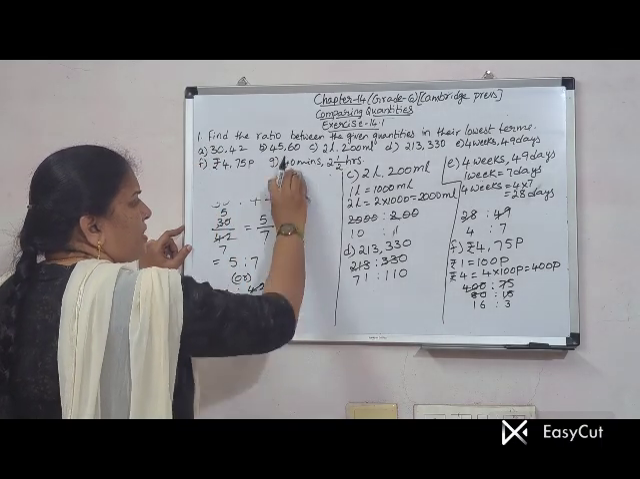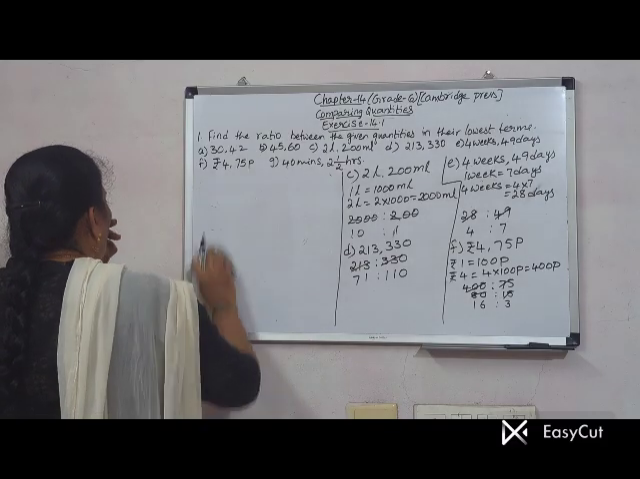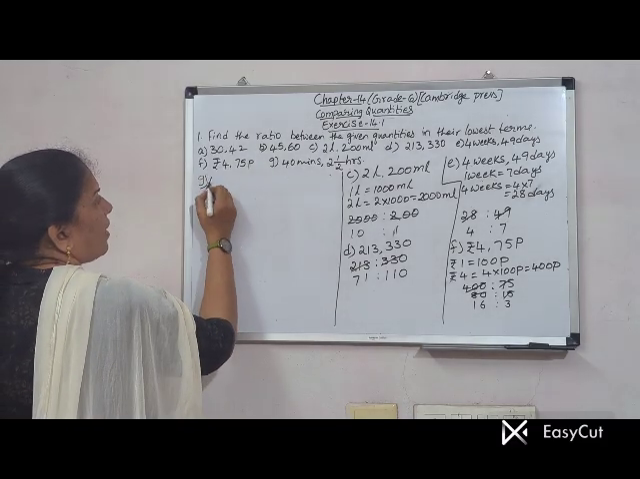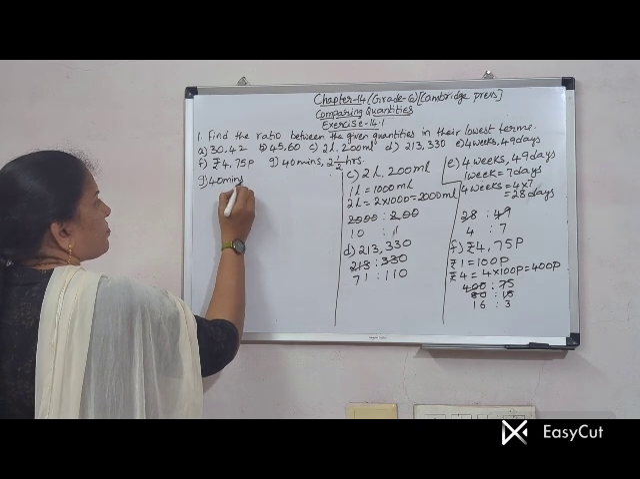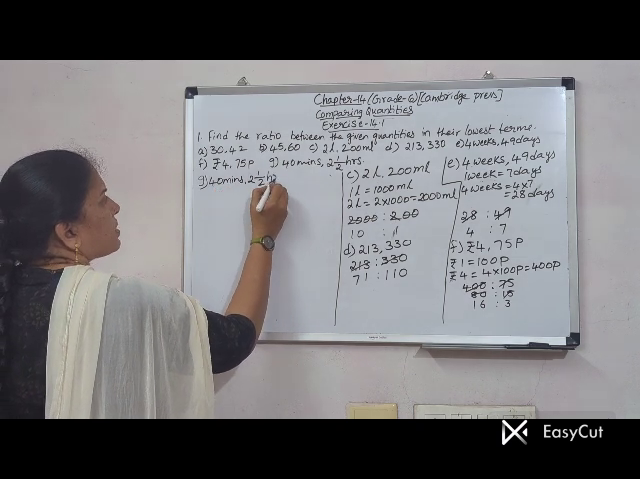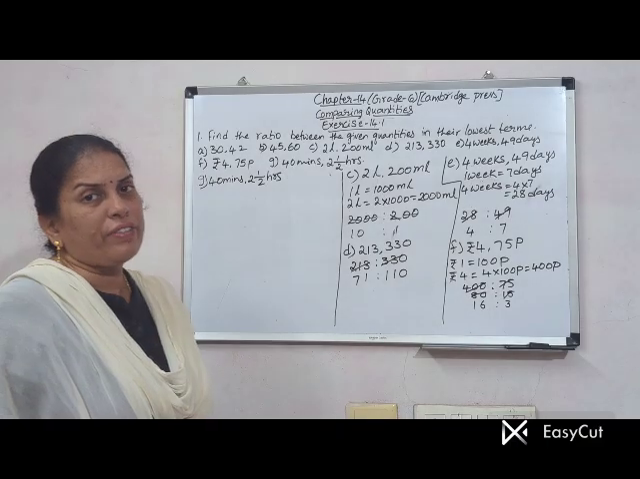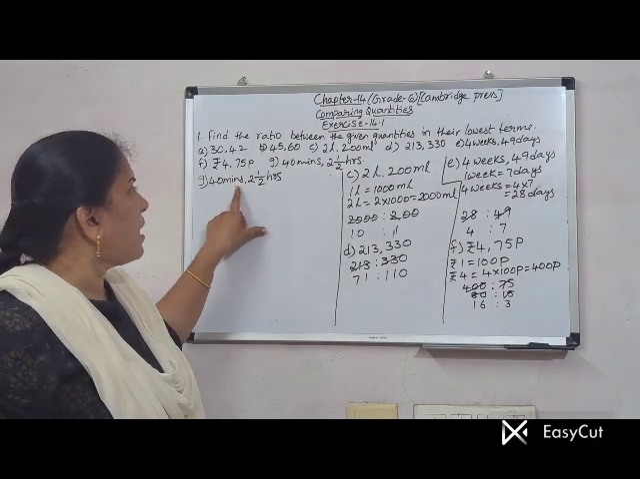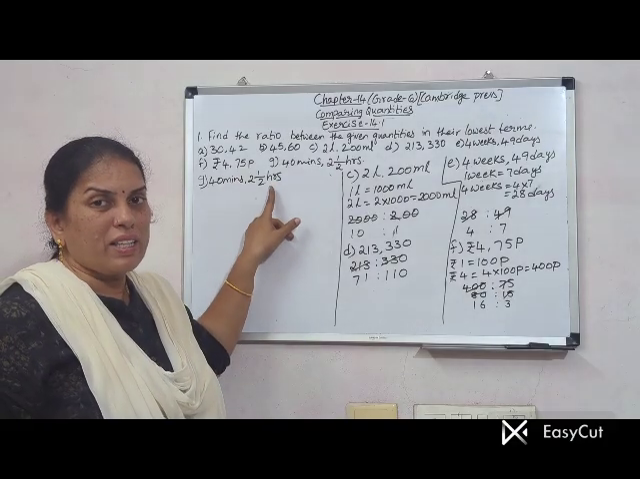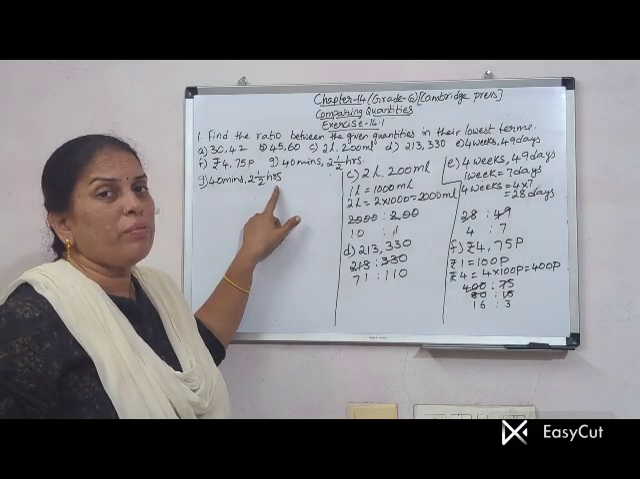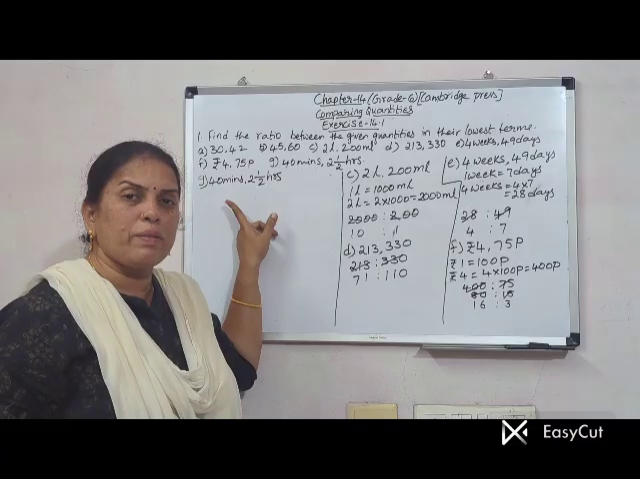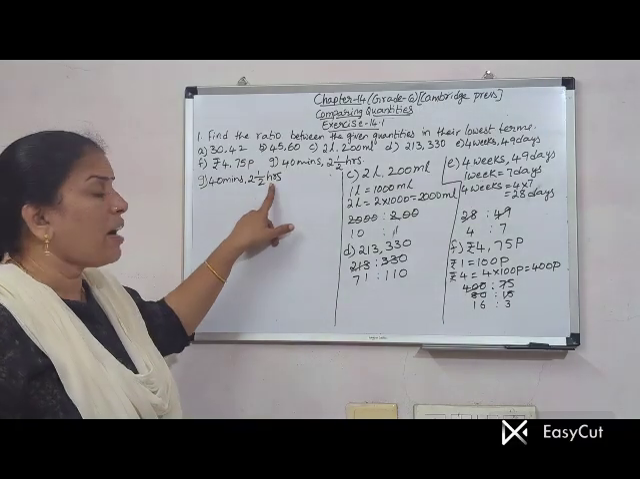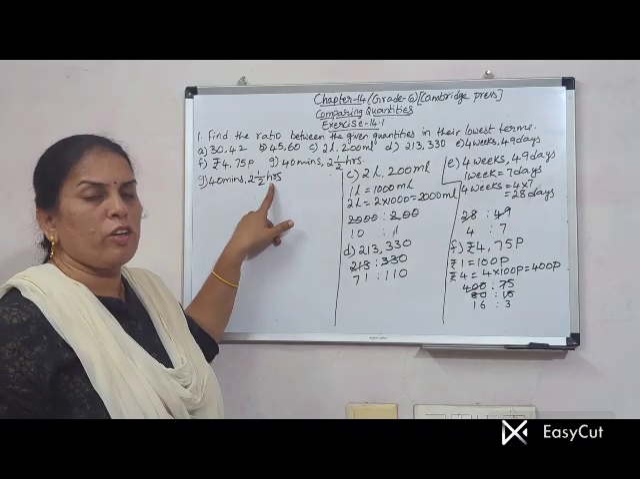Next question. What is the next question? G. 40 minutes, 2.5 hours. See here, both must be in the same units. Minutes are there, hours are there. Both are not the same. So convert these hours into minutes. 1 hour is equal to how many minutes? 1 hour is equal to 60 minutes. So in the place of hour, what should we do? Into 60 you must write.